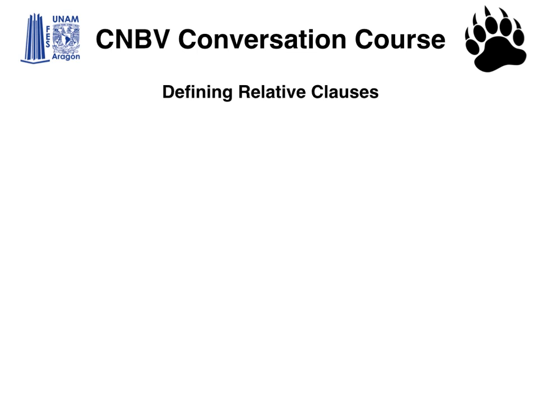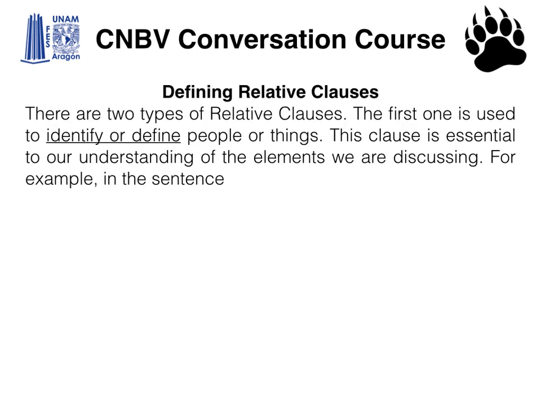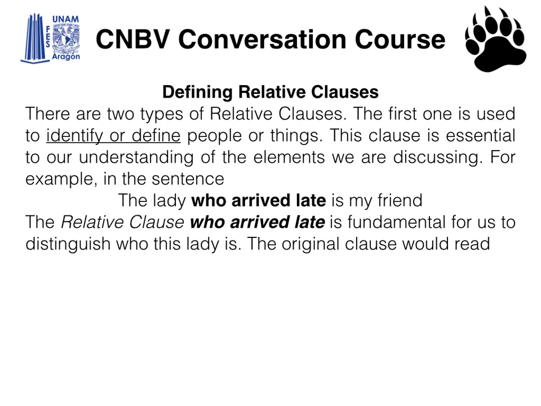Now let's talk about defining relative clauses. There are two types of relative clauses. The first one is used to identify or define people or things. This clause is essential to our understanding of the elements we're discussing. For example, in the sentence, the lady who arrived late is my friend. The relative clause who arrived late is fundamental for us to distinguish who this lady is.